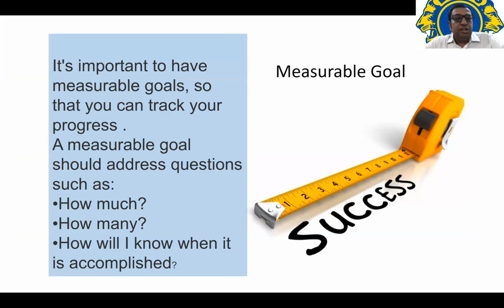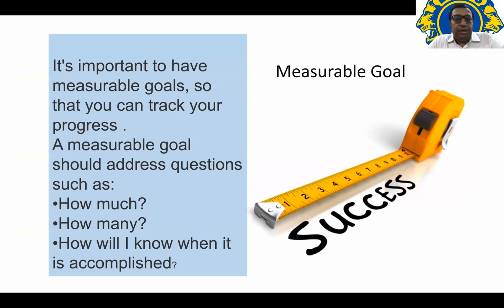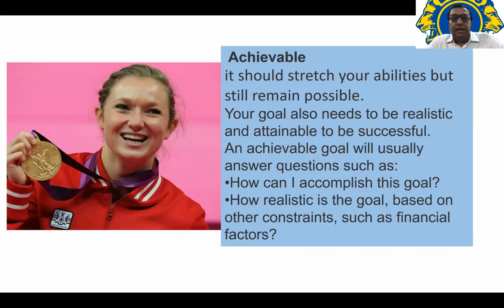The other slides of this presentation cover the breakdown of specific goals, how they are going to be achieved and how they are going to be relevant. These are a few examples. It's important to have measurable goals so that you can track your progress. A measurable goal should address how much, how many, and how will I know whether it is accomplished or not. As I said in the earlier slides, whether it is tangible or intangible has to be kept in mind. Then whether it is achievable, how well we can achieve a particular goal, what paths we are going to take, whether it is a realistic or unrealistic goal, and then other financial factors.